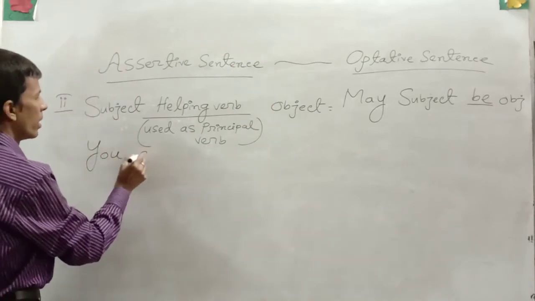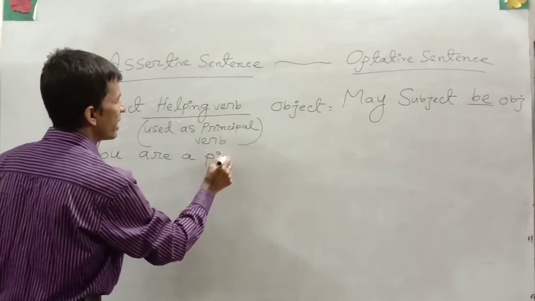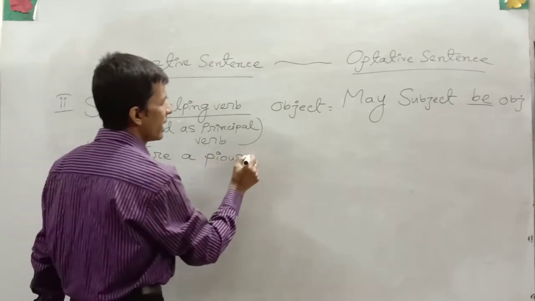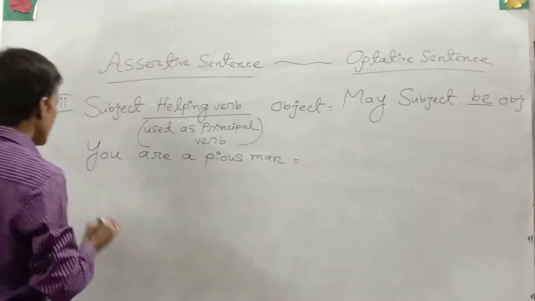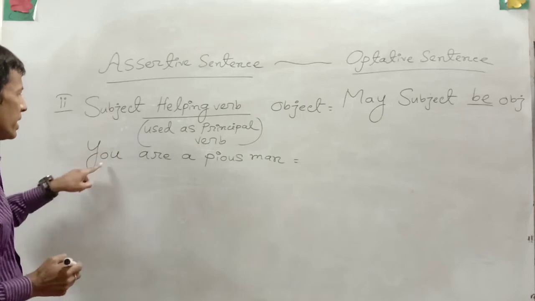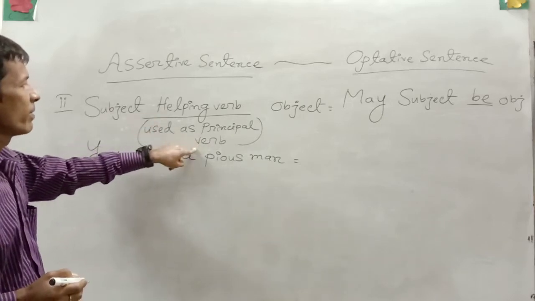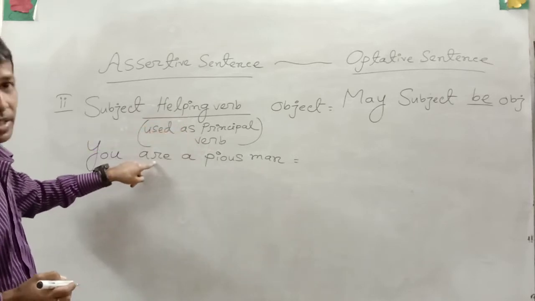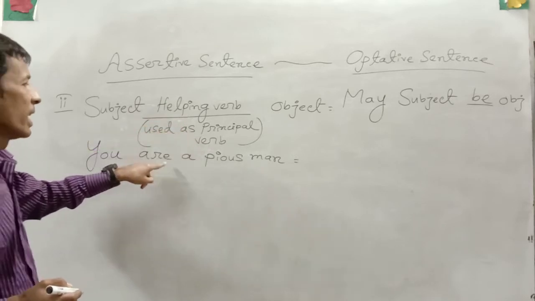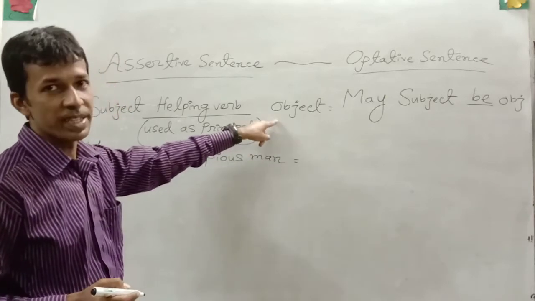You are a pious man. In this assertive sentence, you is used as subject, are used as principal verb during the absence of main verb. That is, indeed, it is an auxiliary verb. After that, a pious man, this part is used as objective case.